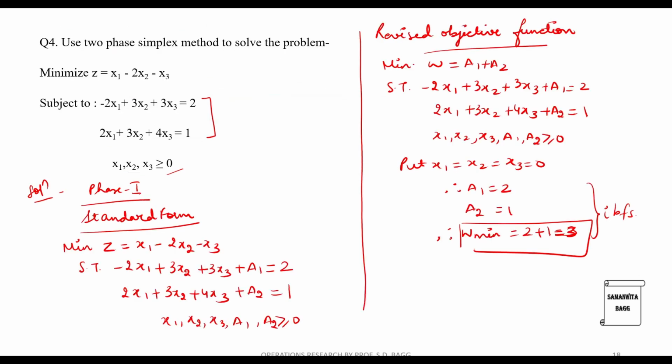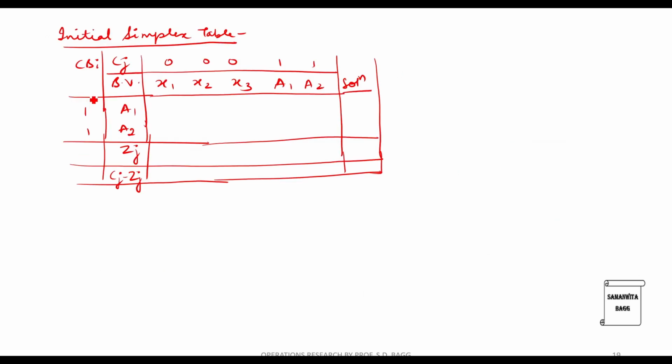So now I will write down the coefficient of each of them from these two equations in this table. So it is minus 2, 3, 3, 1, 0. This is 2, 3, 4, 0, 1. The value of a1 is 2 and a2 is 1. So now we will multiply and find Zj. So it is 0, 6, 7, 1, 1 and 3. Cj minus Zj is 0, minus 6, minus 7, 0, 0.